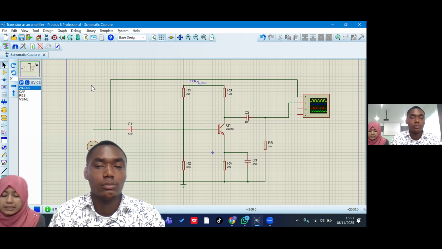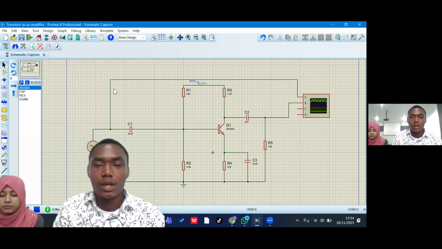The capacitors are C1, C2 and C3. C1 is the input coupling capacitor. It blocks DC from entering the transistor base from the AC source. C2 is the output coupling capacitor. It blocks the DC from reaching the output load or measuring device. C3 is the emitter bypass capacitor connected in parallel with R4. It bypasses AC around the emitter resistor, increasing the AC gain. That's it. Okay, thank you.